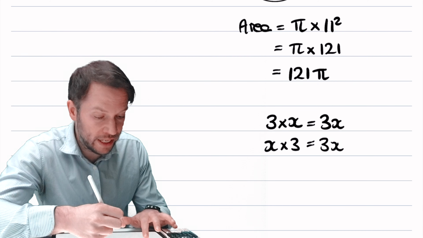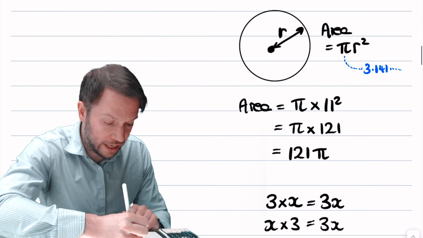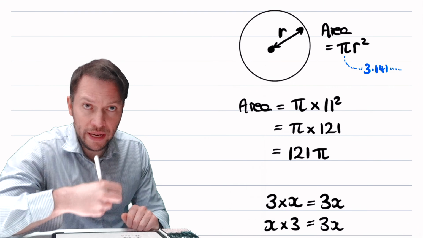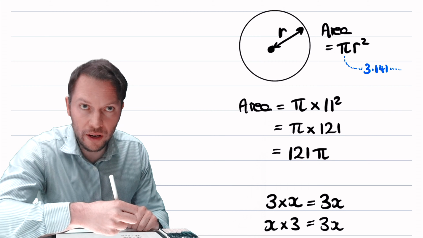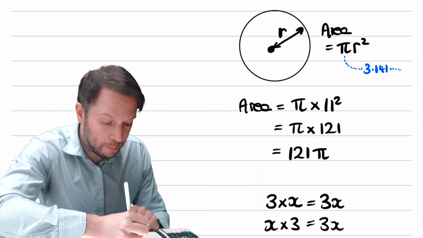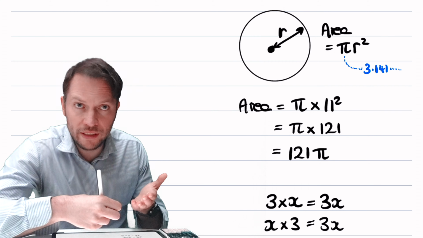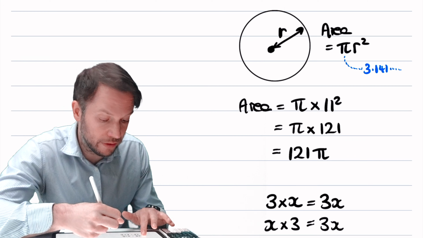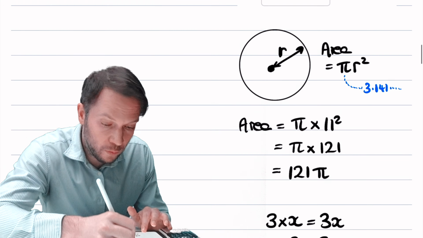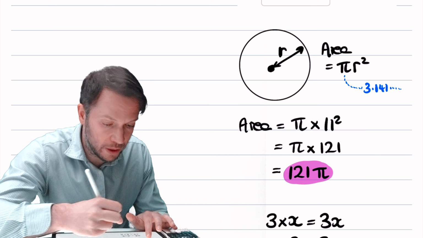And it's the same when you have a multiple of pi. We want to say 121 pi to mean 121 lots of pi. It wouldn't make sense to write pi 121 because it would be a bit weird to say pi lots of 121. So as a multiple of pi, we write the answer 121 pi.